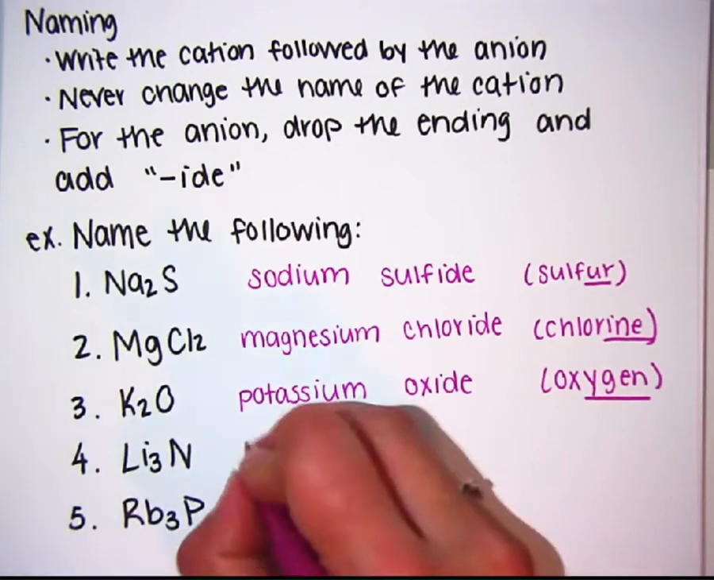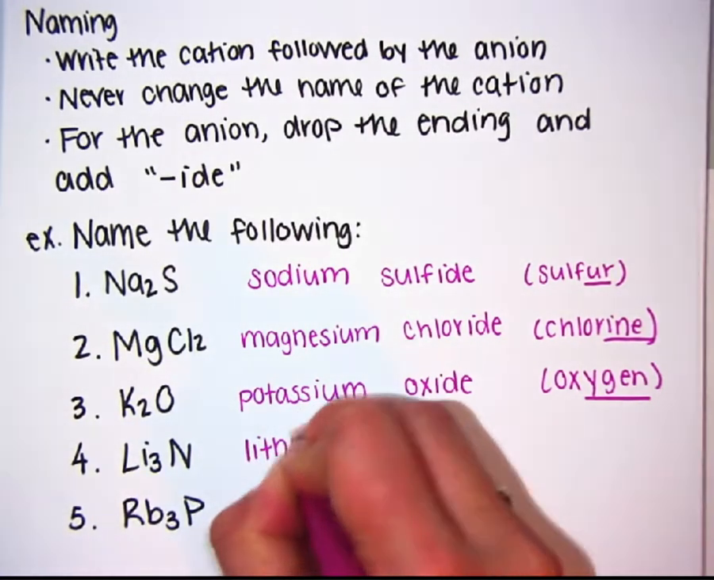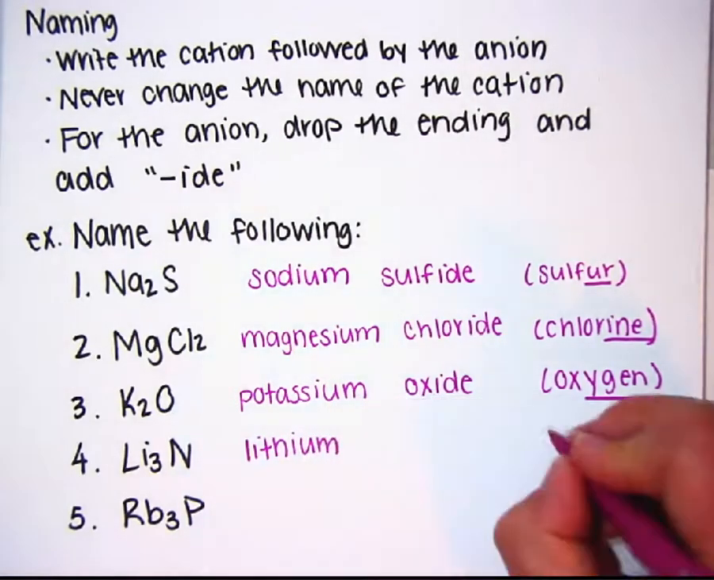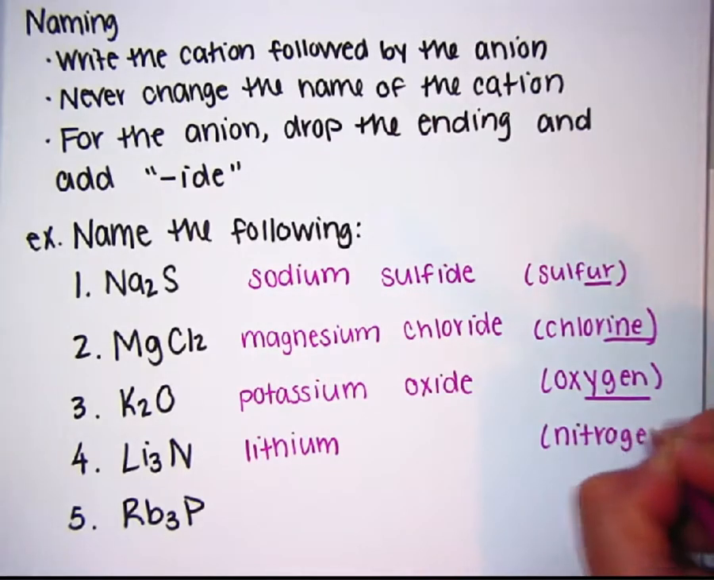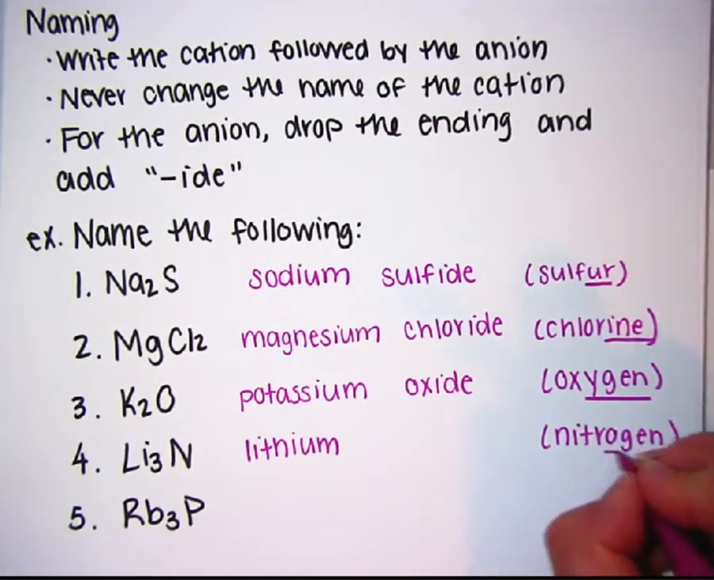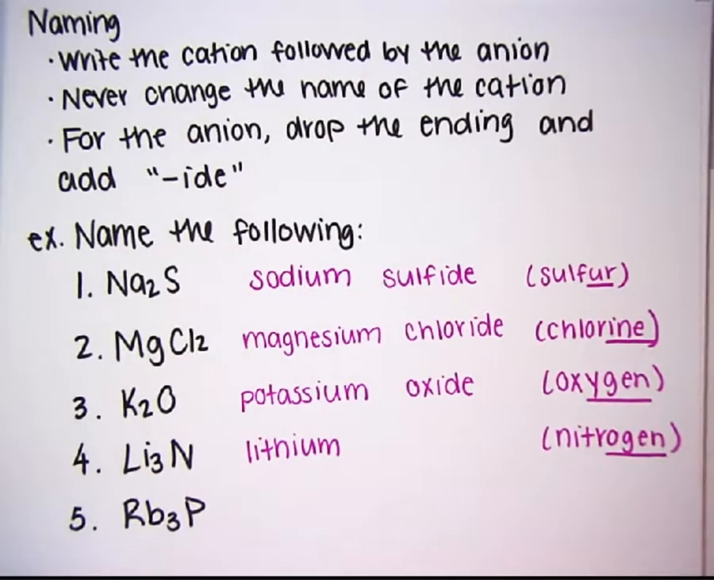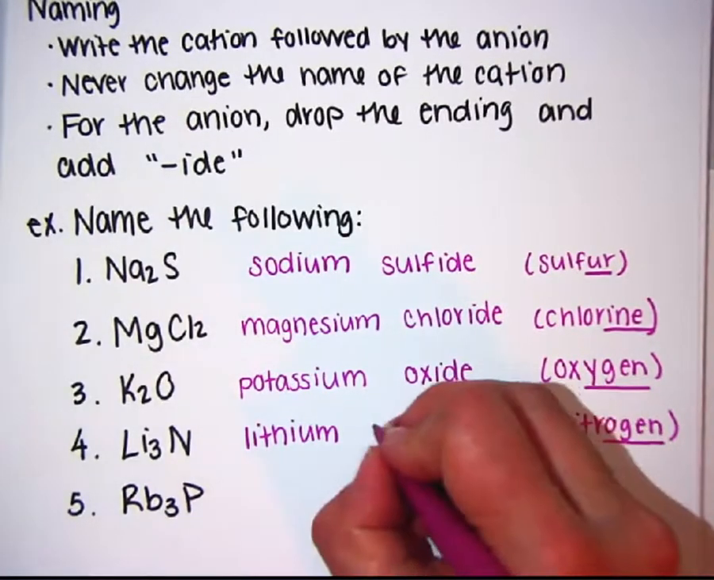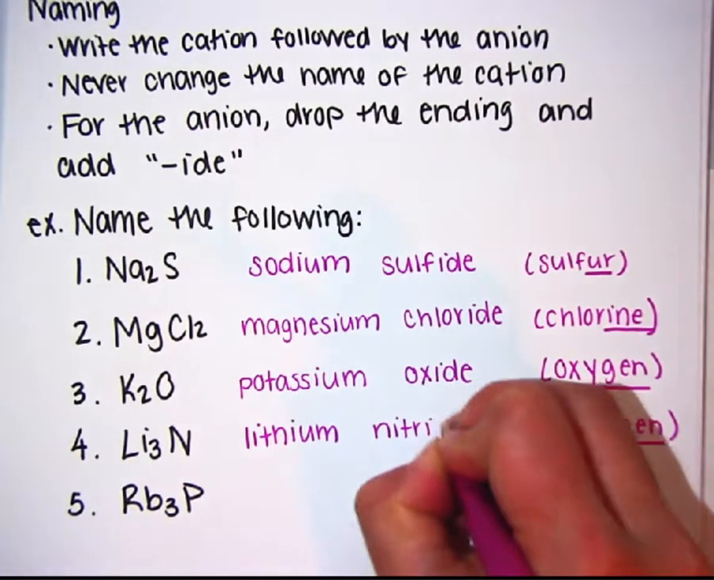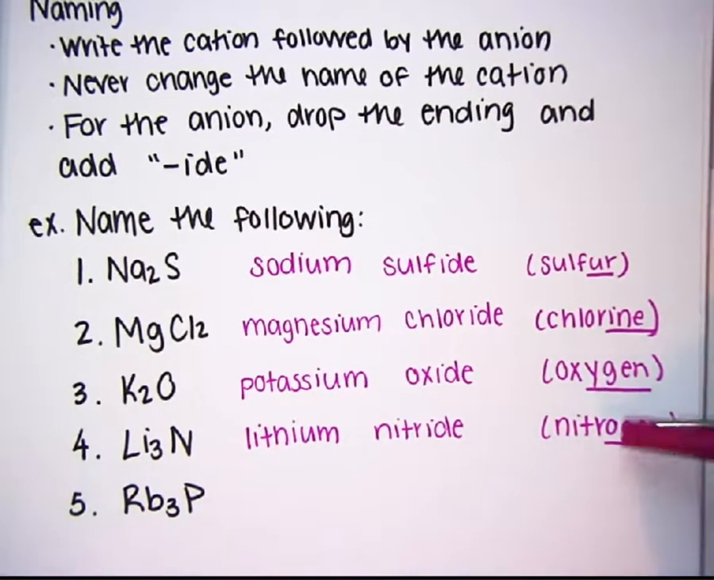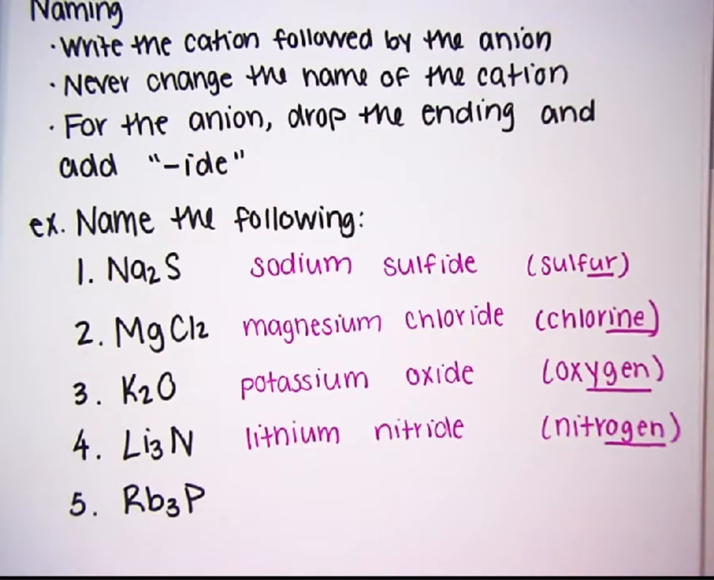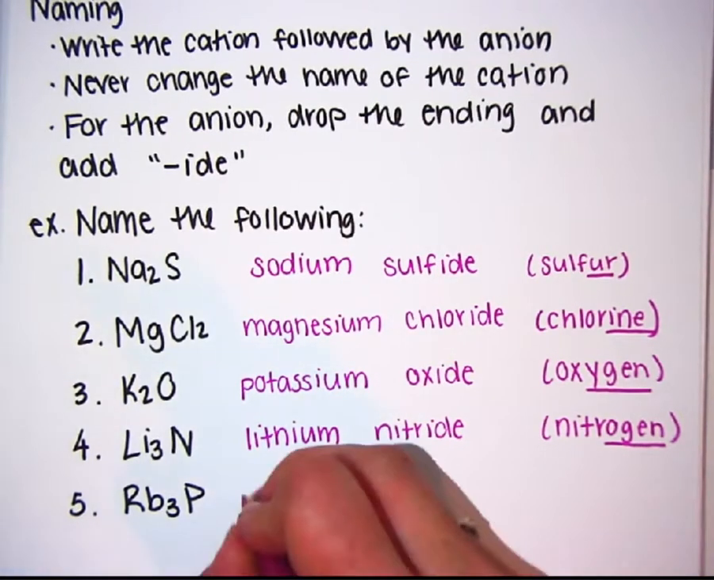Number 4, Li is lithium. N is nitrogen. Here's another example where we drop the last 4 letters. Nitrogen becomes nitride. Think about what's going to sound the best. We wouldn't want to keep the O there and it'd be nitroide. That doesn't sound right. Nitride. It flows much better.